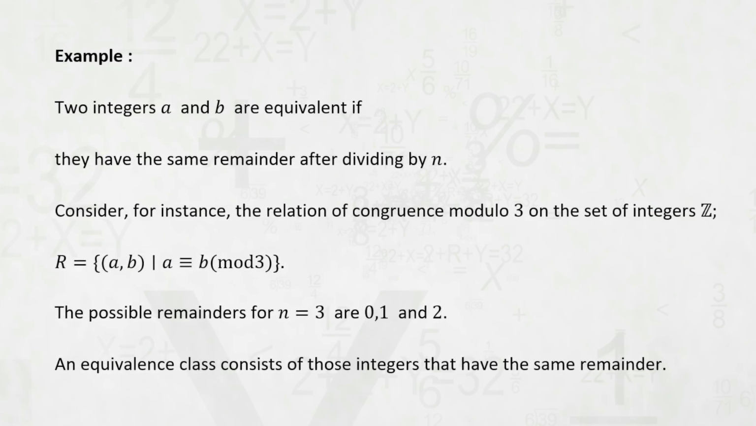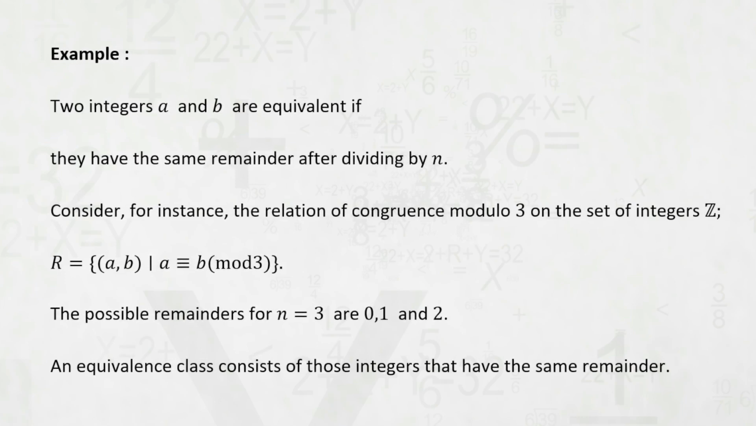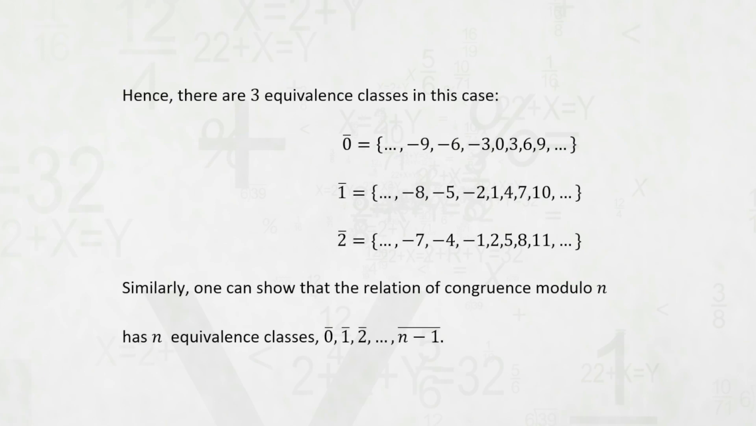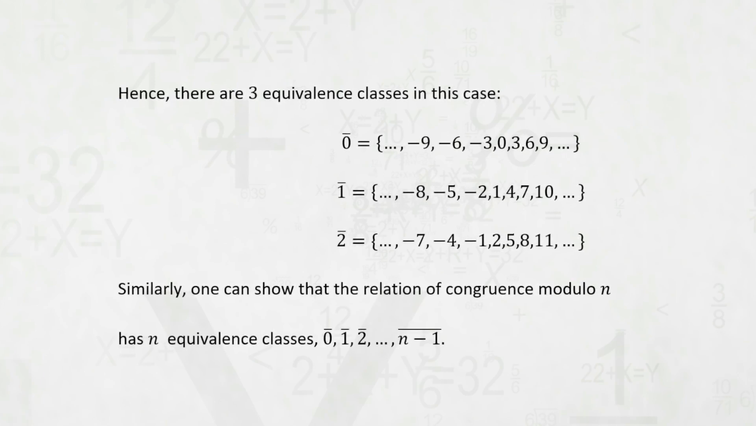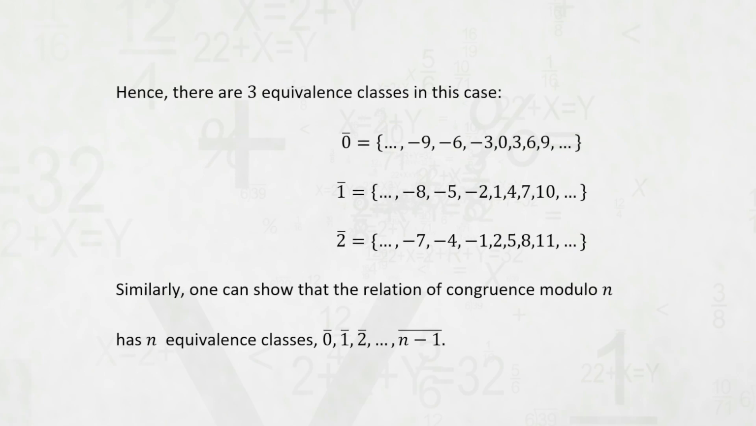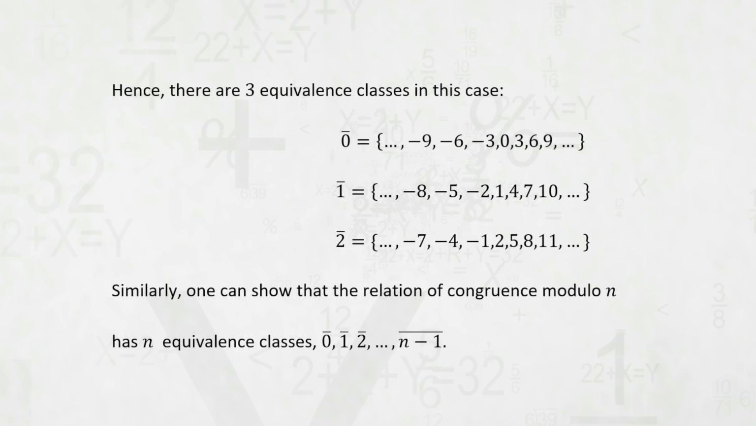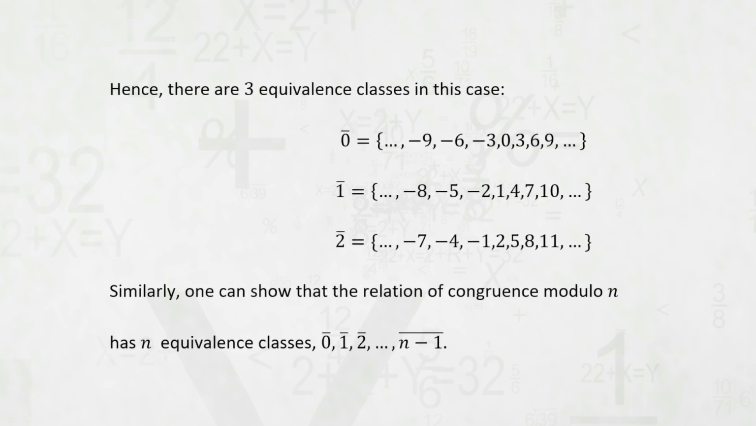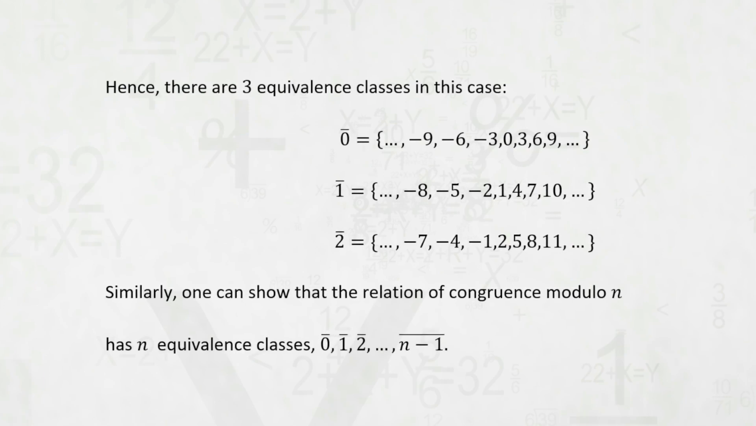An equivalence class consists of those integers that have the same remainder. Hence, there are three equivalence classes in this case. The class 0 bar is the set of all terms ..., minus 9, minus 6, minus 3, 0, 3, 6, 9, etc. up to infinity, namely the multiples of 3 leaving no remainders.